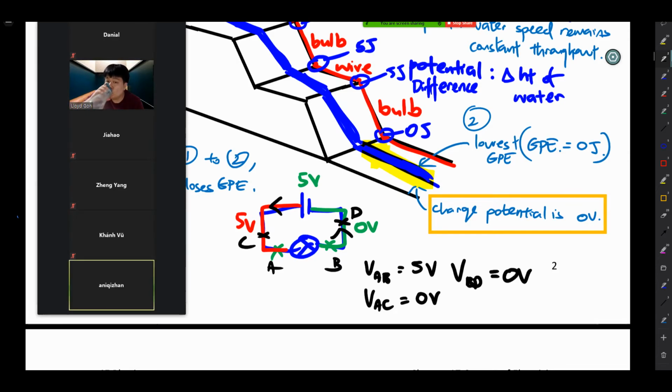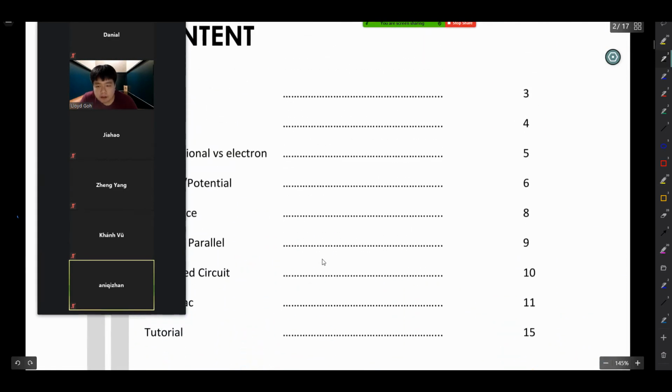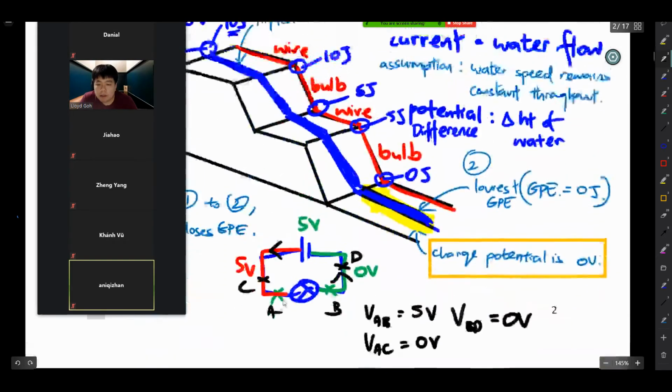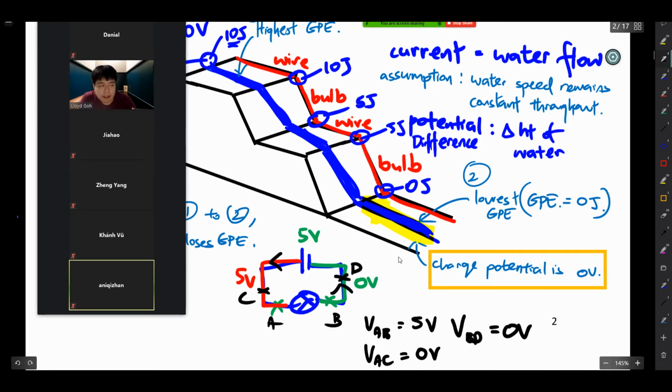What happens if I put a light bulb at D? Good question. I'll be teaching you this the next time we meet. When you put a light bulb at D, you actually increase the resistance. When you increase the resistance, the current will change, and each light bulb will actually take a lesser potential difference. They will split it equally. That one we'll talk about in the next lesson. Let me introduce resistance properly first.